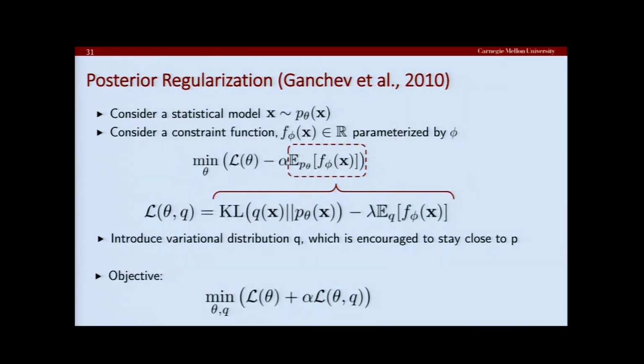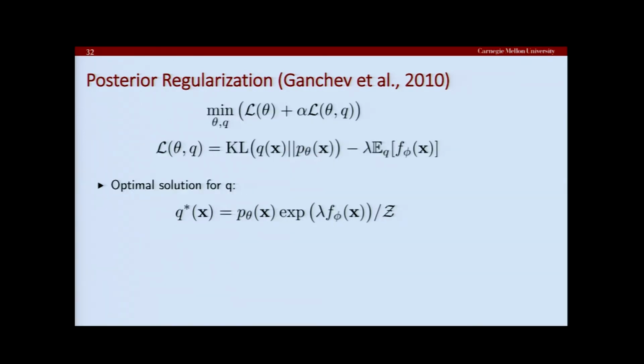And so now I can form this objective, right? I can form the objective when I'm minimizing with respect to the parameters of my model and also with respect to this variational distribution Q. And it turns out for this particular formulation, there is an optimal solution for Q because KL is convex and we can just find the optimal solution. And the optimal solution has an interesting form, right? It has that particular form.